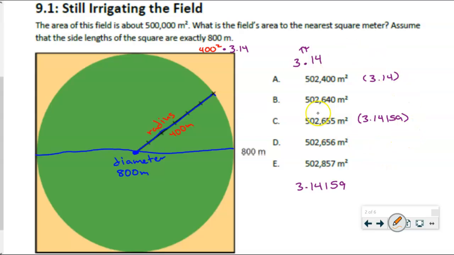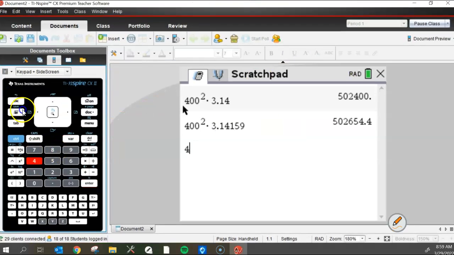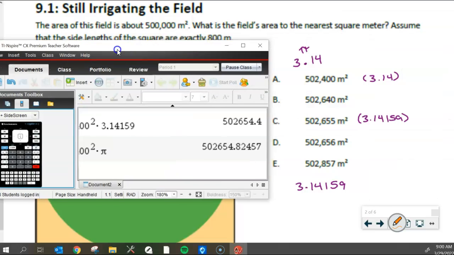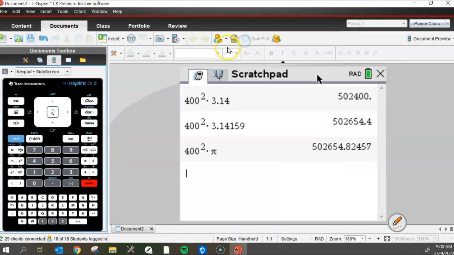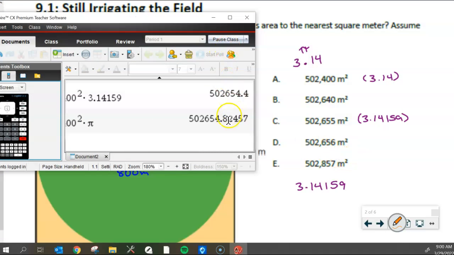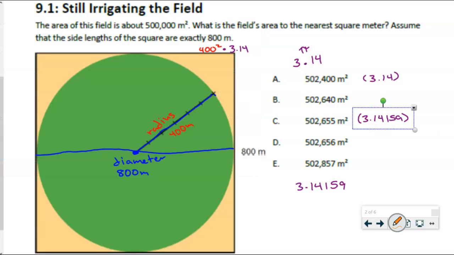Repeat this process one more time using the precise pi. If I use my calculator's version of pi instead, again, that's 400 squared multiplied by pi. Even more decimals of accuracy here. 502, oh, hold on, Gideon. I think they didn't have a 3.14159, did they? Now that I'm actually looking at this, 502,654.4 would have rounded to 654, and that wasn't an option. But this one does round up to that 655. Okay, so let's change that one. We're just going to call this one the pi.